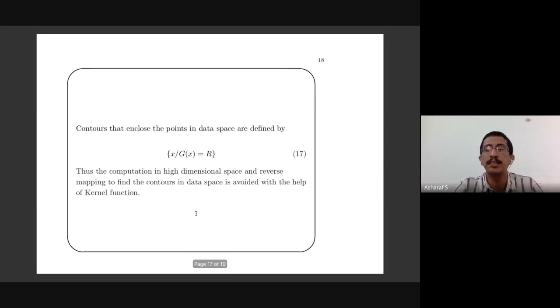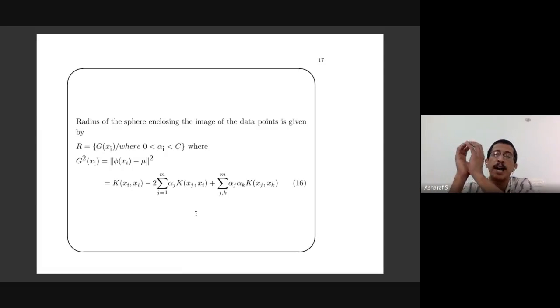How do we do that? This is a computationally intensive problem, and it applies a little of graph theory. In SVC, the contours that enclose the points in data space are defined by, how do you define the contours? The points at the boundary of the sphere in the feature space are at a distance of R. Those points essentially define the sphere. How do you identify those points? When you solve the dual problem, you identify those points as points with alpha between 0 and C.